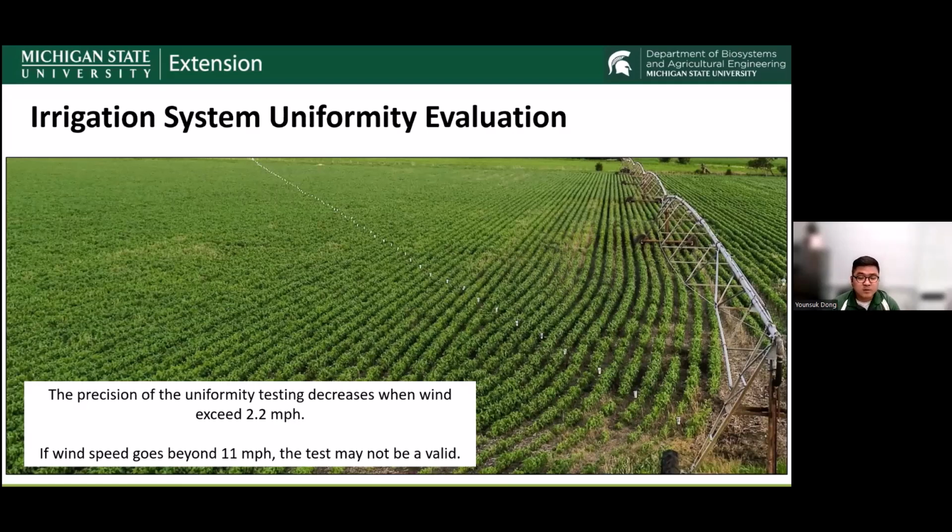A couple of things to consider: the precision of uniformity testing decreases when wind exceeds 2.2 miles per hour. And if wind speed goes beyond 11 miles per hour, the test may not be valid. So we need really calm wind conditions to do this testing.